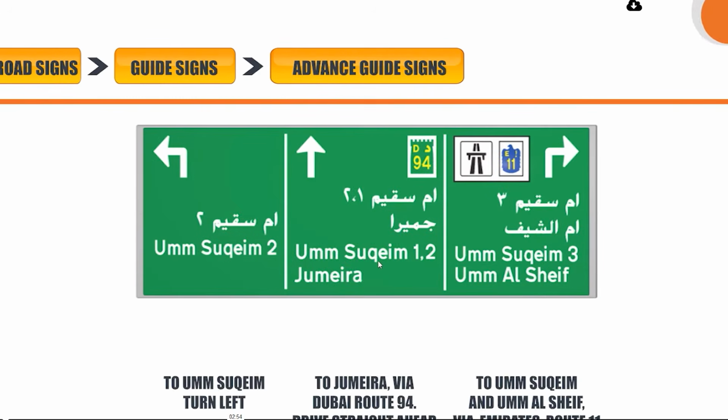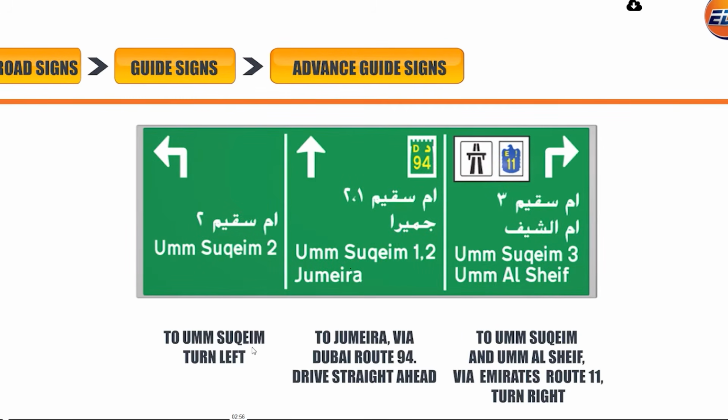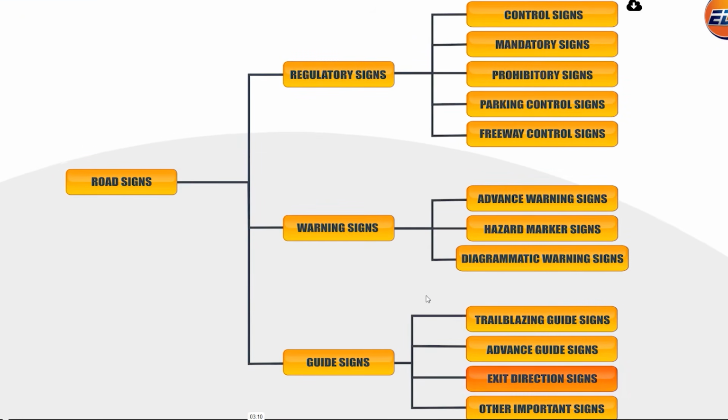These are advanced guide signs, as they include the route emblems, trailblazing symbols, and directional information. Motorists must check the information on advanced guide signs and position their vehicle according to their required destination. Now you will learn about the exit direction signs.